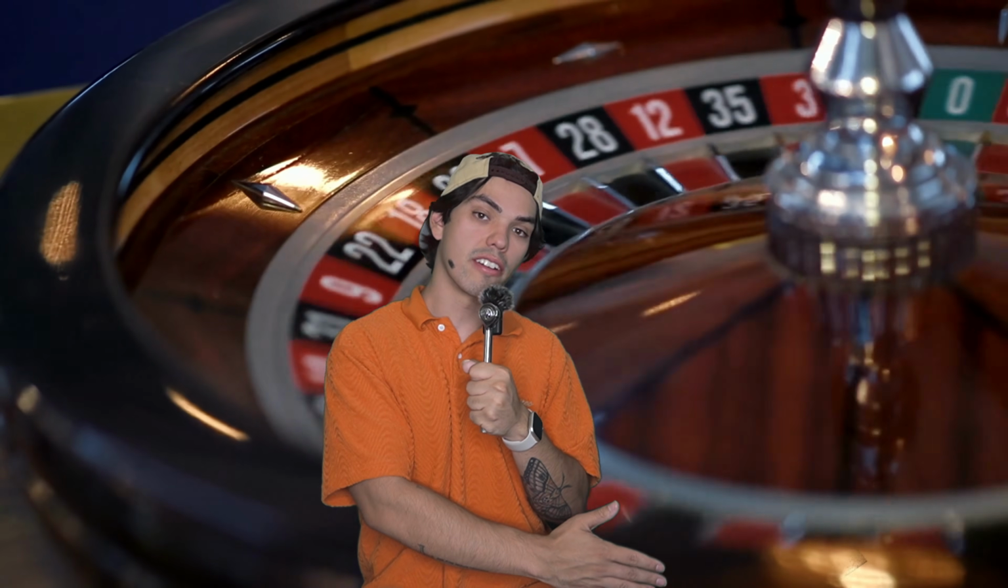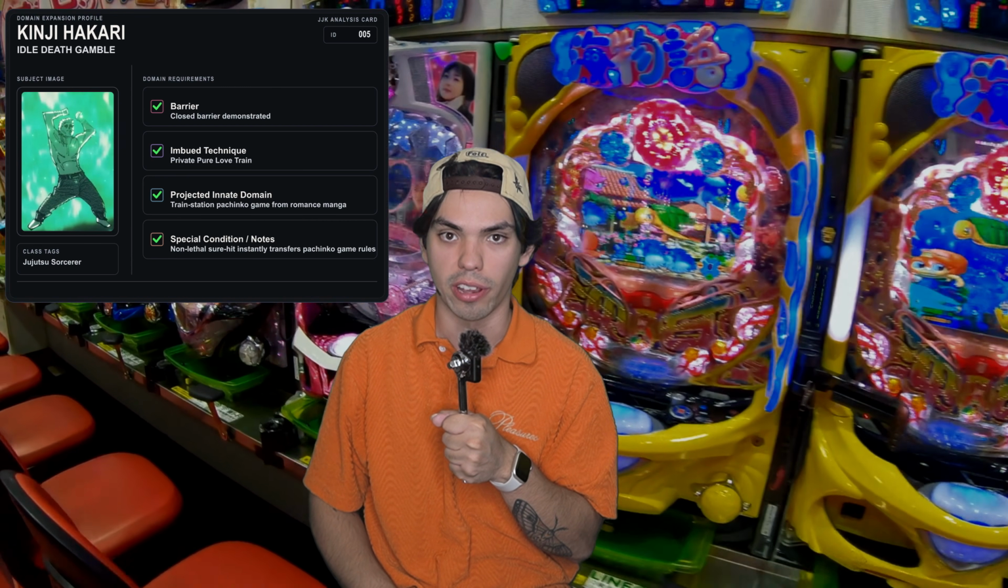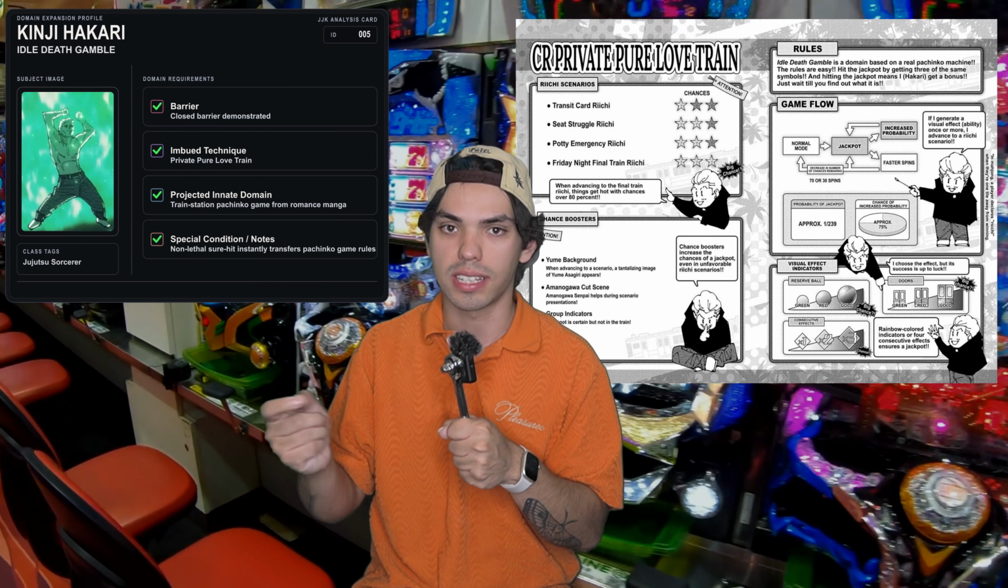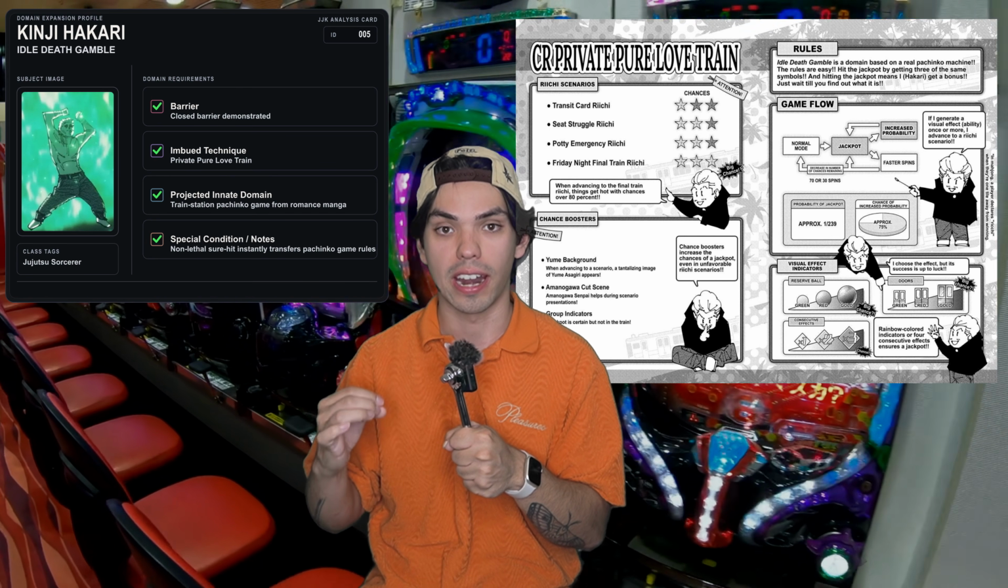Now, where Higuruma's guaranteed effect makes you obey a trial, Hakari's makes you understand the rules of his game. Hakari's idle death gamble does not begin by damaging the opponent. Its guaranteed hit transfers the rules of his pachinko game directly into their mind. The information itself is harmless, which allows the domain to deploy extra quickly, which also gives Hakari an advantage in domain clashes. So the victim is forced to understand the system, but whether that understanding helps them or not is a different story.